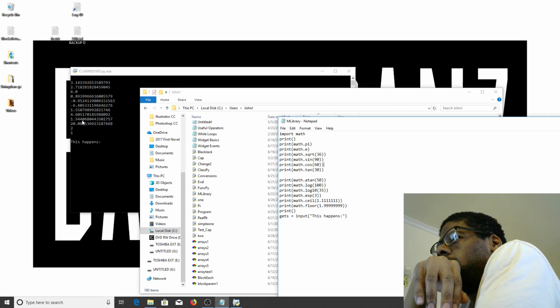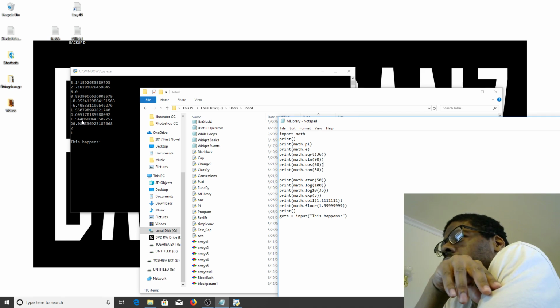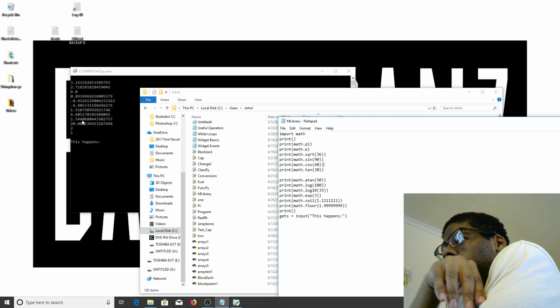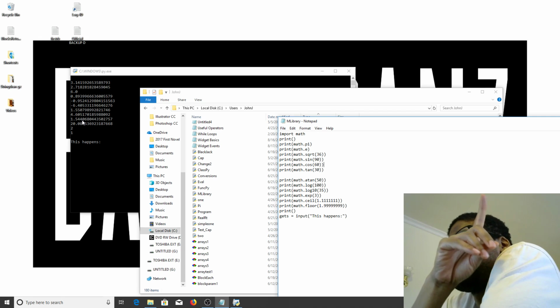And then let's see. So that's the logarithm, and then the 1.544, that is the log 10, and then the math.exponent, that's the 20.08, that's math exponent, and then math.ceiling, the 1.11111 goes to 2, and then the math floor, the 1.99999 goes to 1, and then that's it.